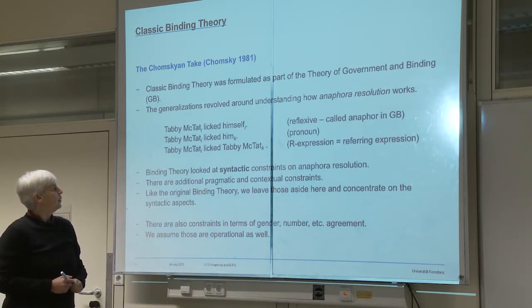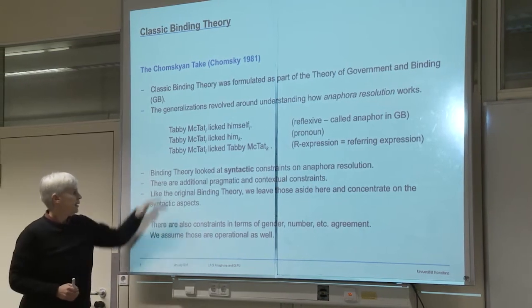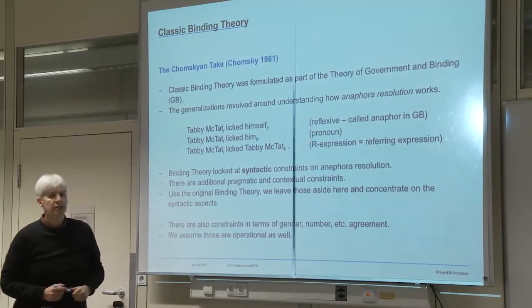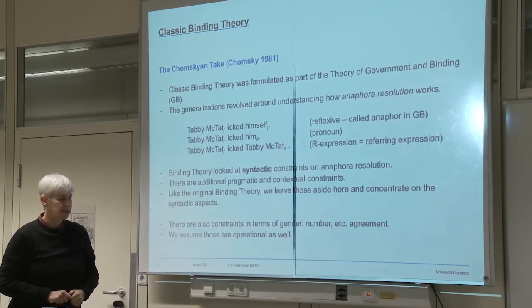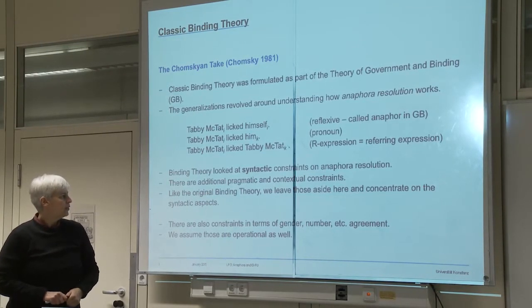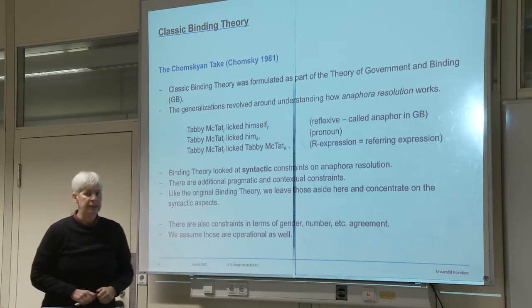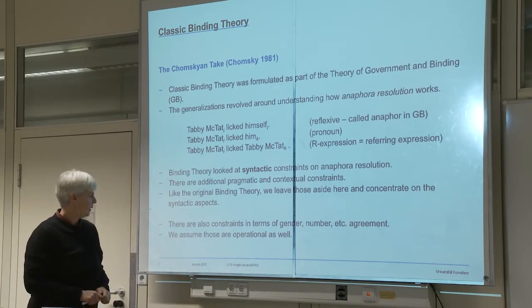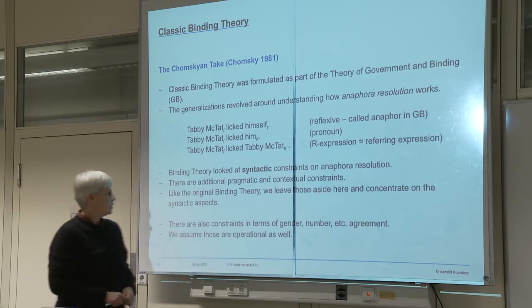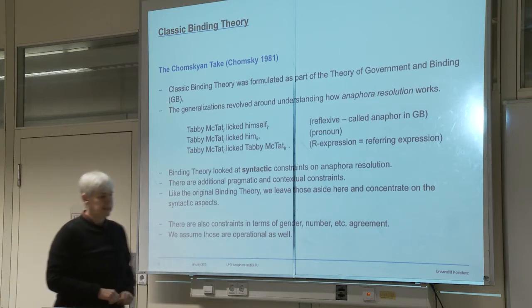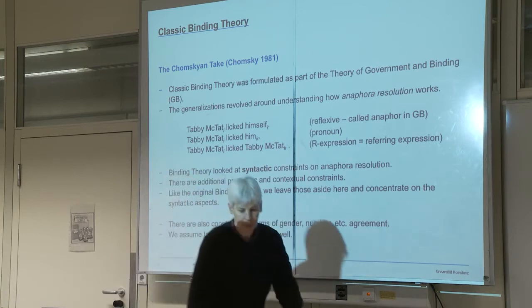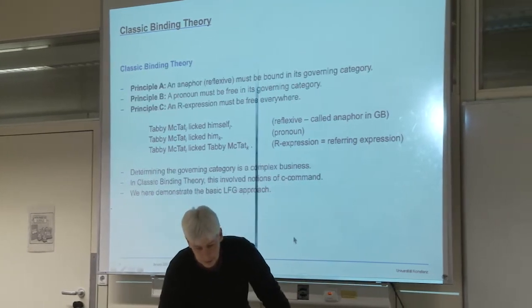What else do we need to know? Binding theory looked at syntactic constraints on anaphora resolution. There are many more: pragmatic and contextual constraints. We're going to leave those aside and concentrate on the syntax of things. There are also constraints in terms of gender, number, and agreement, and I'm going to assume those are operational. We'll be referring to those a little bit, but I'm not going to make a big deal about them. Let's move on.